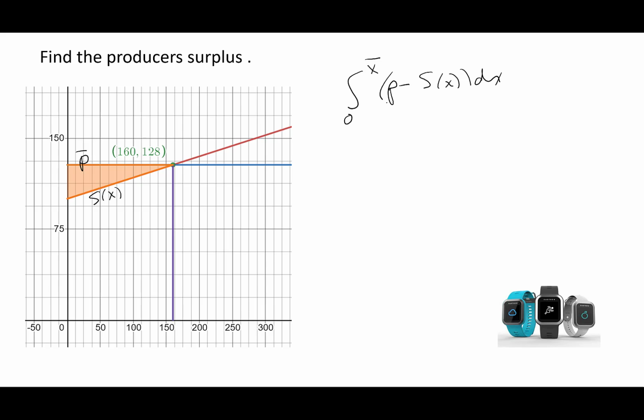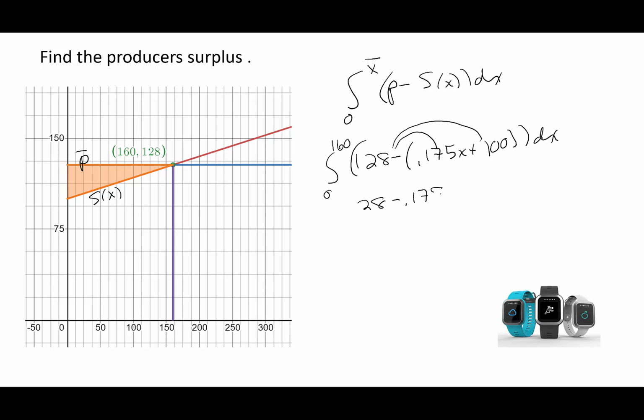So the order makes a difference. We want to make sure that our surplus is always a positive number. So for our particular case, we have the integral from 0 to 160 of 128 minus (0.175x + 100) dx. Now notice this time I did put a second set of parentheses around the supply function. I want to make sure I distribute the negative to both pieces of my function. So now I have 128 minus 100 is 28, minus 0.175x. I need to integrate from 0 to 160 dx.